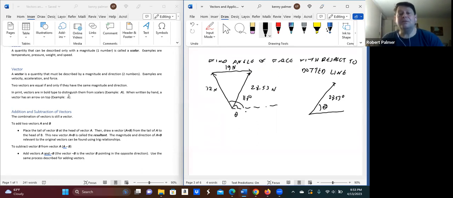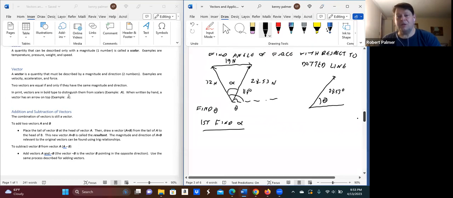All right, and what we do, let's call this angle right here alpha. Okay, so let's first find angle alpha. I want to find angle theta, but first let's find alpha. Okay, now we can do that. We know these two sides here. All right, and what we can do is take the law of cosines. We actually solve it for the cosine of alpha.